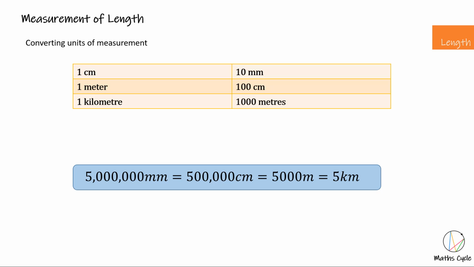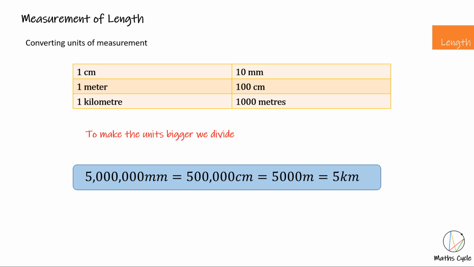I'm going to start with 5 million millimeters. Now, it then equals actually 500,000 centimeters, or I could convert it to meters and it's 5,000 meters, or the same distance is actually 5 kilometers. So 5 million millimeters is the same as 5 kilometers.